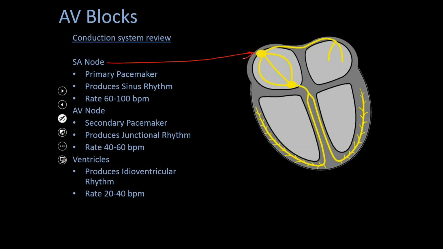This is the SA node. It is the primary pacemaker of the heart. It produces sinus rhythm and it paces normally between 60 to 100 beats per minute.